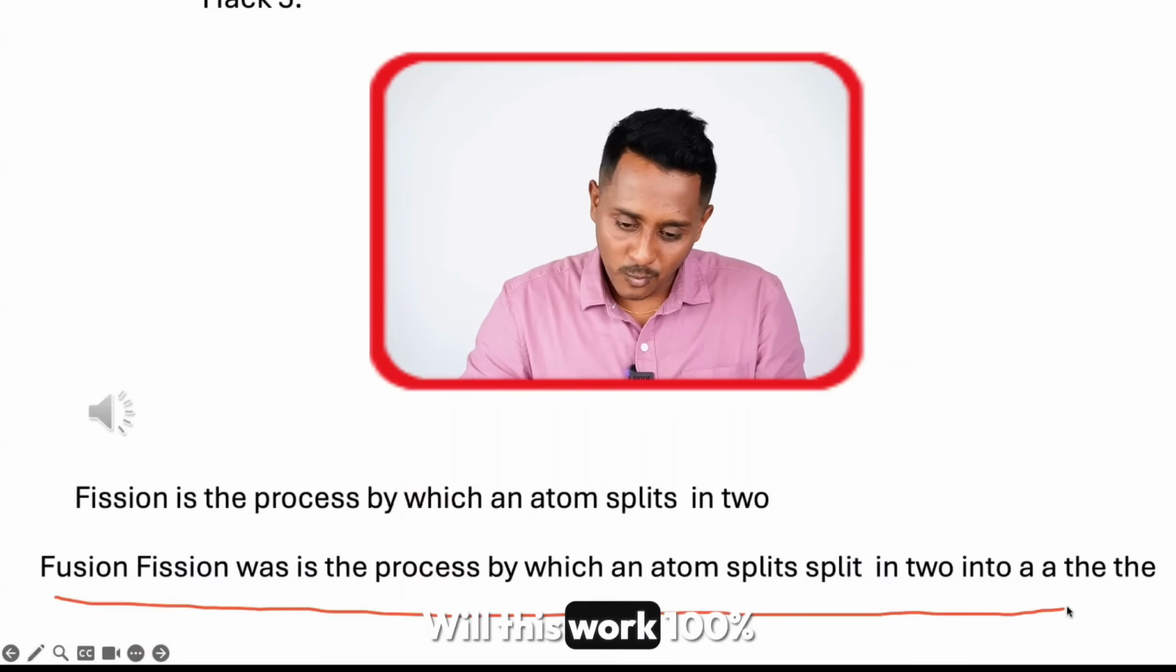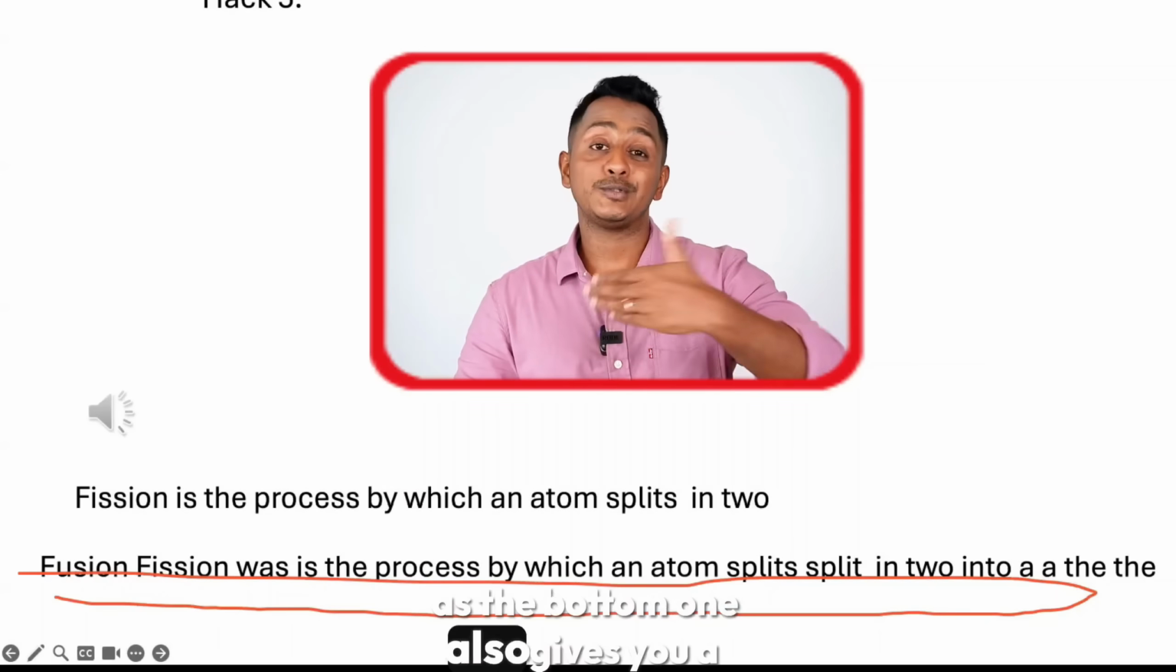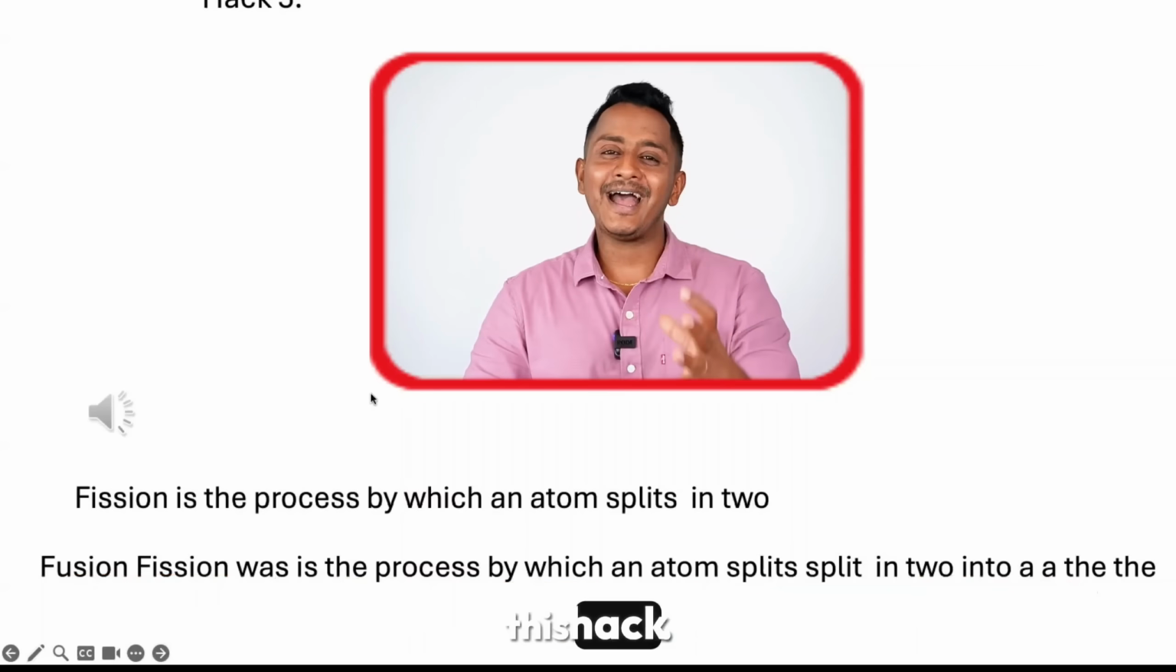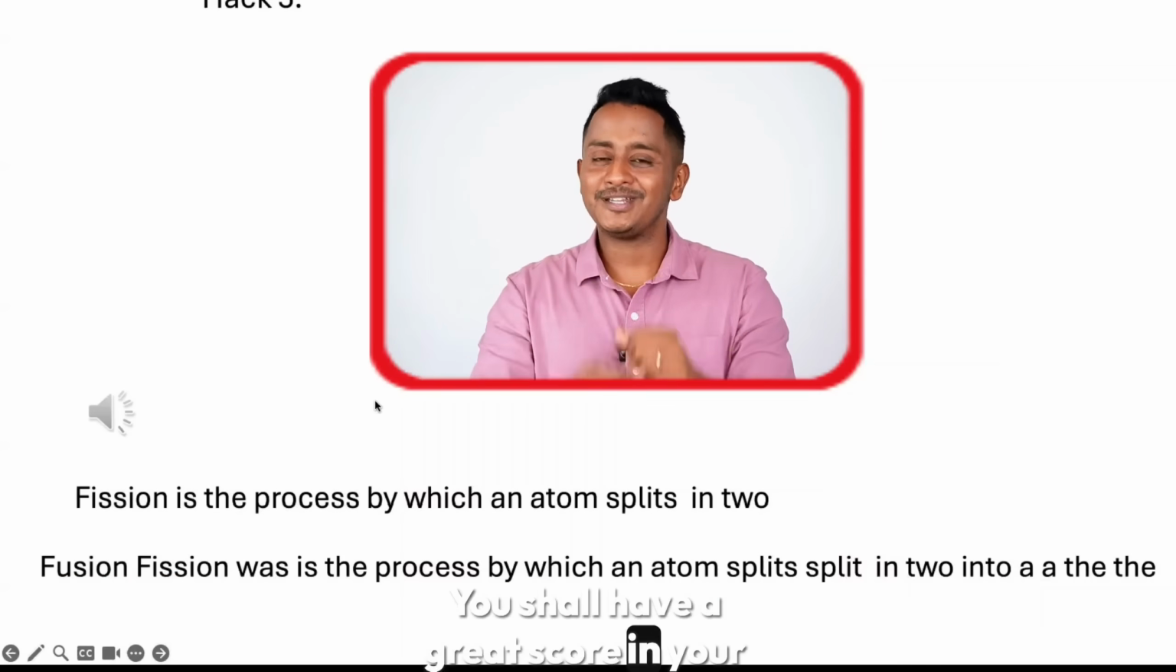Will this work? 100% it does. The bottom one also gives you a great score. Make use of this technique, this hack, and you shall have a great score in your next attempt.